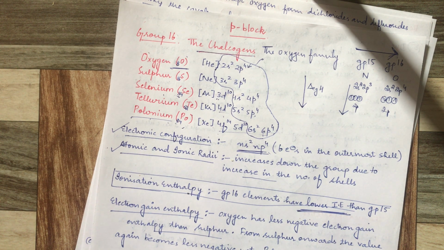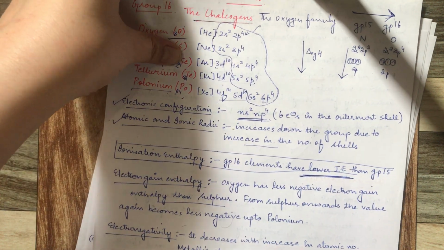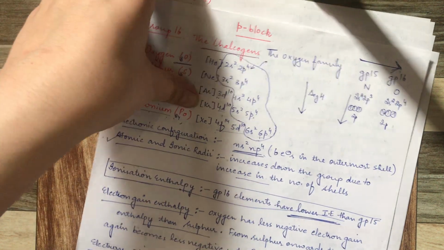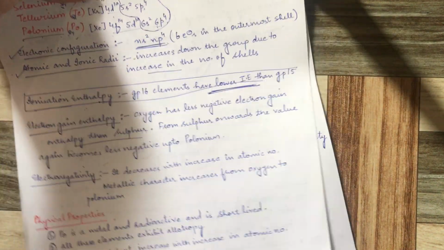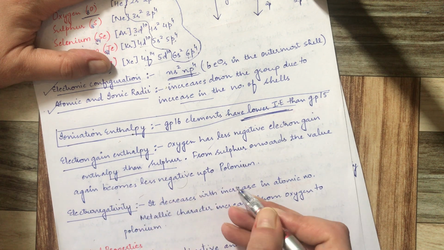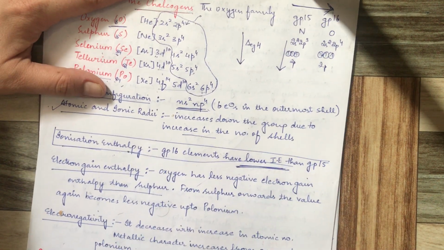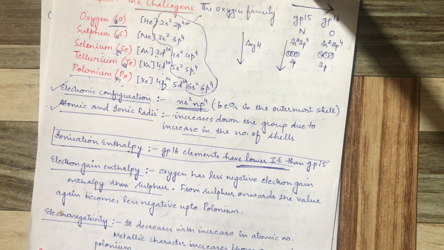But oxygen's electron gain enthalpy is less negative than that of sulfur. And from sulfur onwards, the value becomes less negative up to polonium. So that's pretty understood, because that is according to the trend. Now if we talk about only oxygen and sulfur, why is this trend?